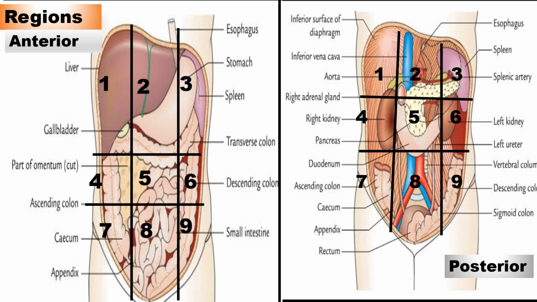Before discussing abdominal quadrants, first we will discuss abdominal regions. So abdominal cavity is divided into 9 regions by different anatomical planes, and the main objective of this topic is to know which organs are located in each region of abdominal cavity, and for this purpose we have to see organs in each region from both anterior and posterior view.